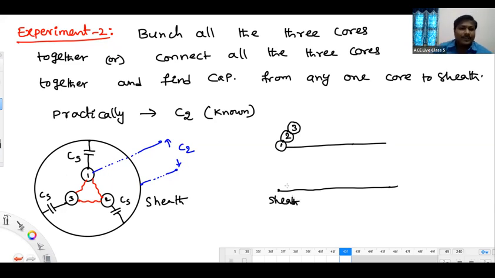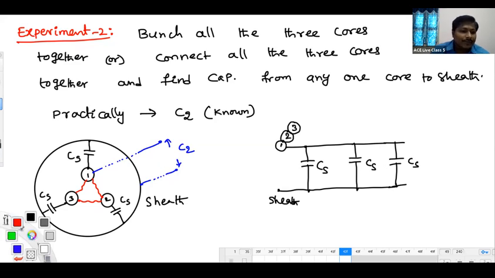Now we observe: between 1 and sheath, we have Cs capacitance. Between 2 and sheath also we have Cs capacitance, and between 3 and sheath also we have Cs capacitance. You don't have any capacitance existing between the conductors, because all the 3 cores are bunched together.